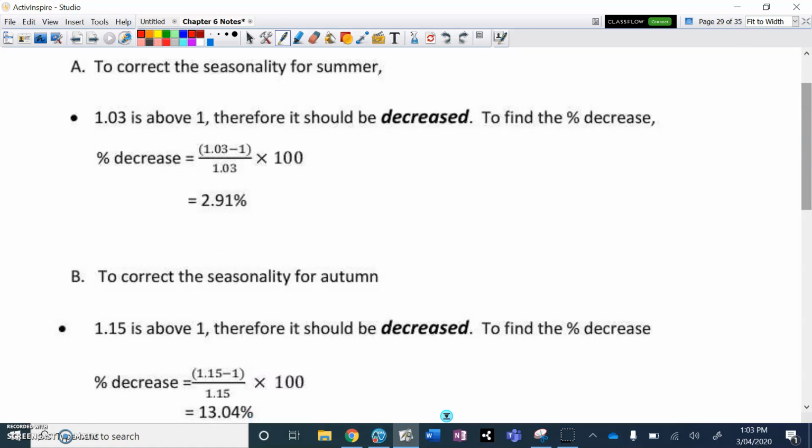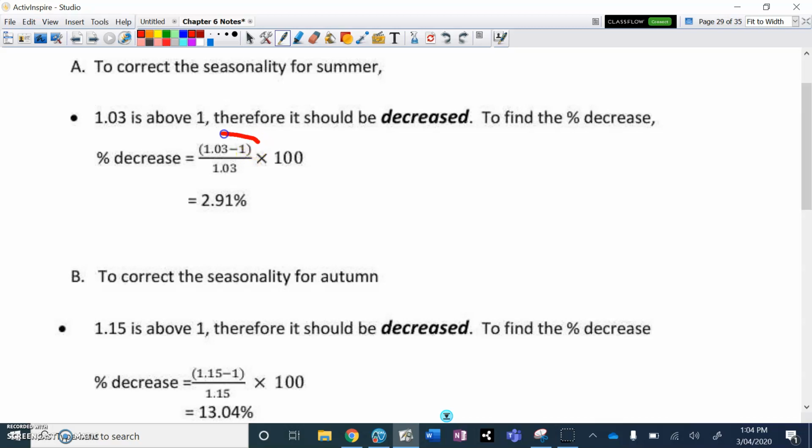A seasonal index of 1.03 means sales for that particular season in summer are typically 3% above average sales. Because they're above average, you should understand that you need to first of all decrease, and then you need to calculate to find the percentage.